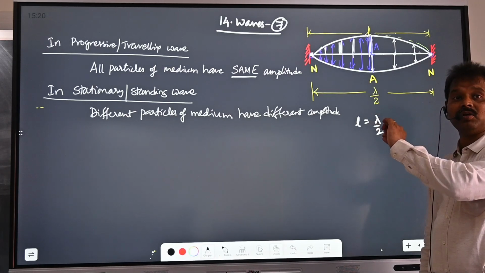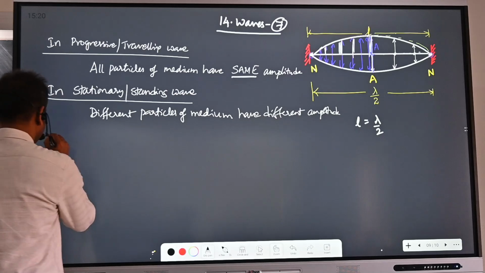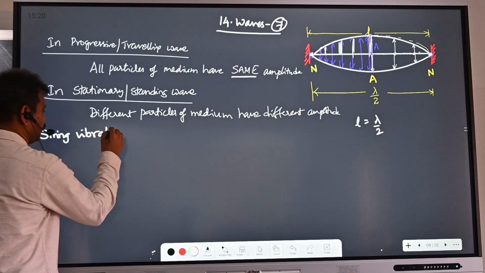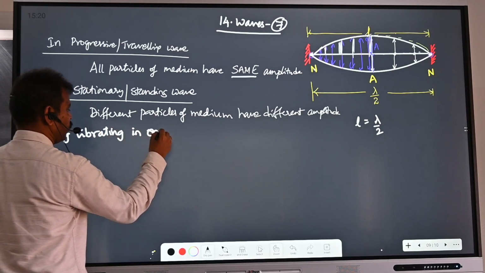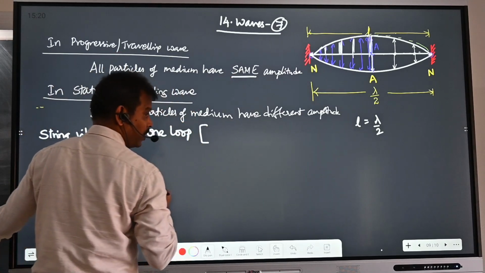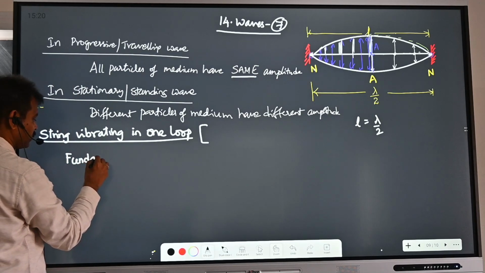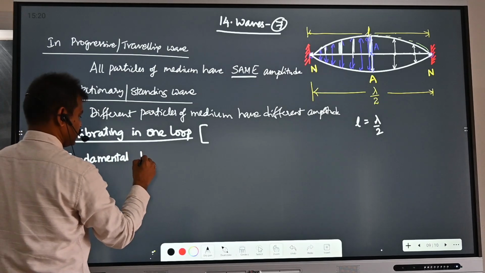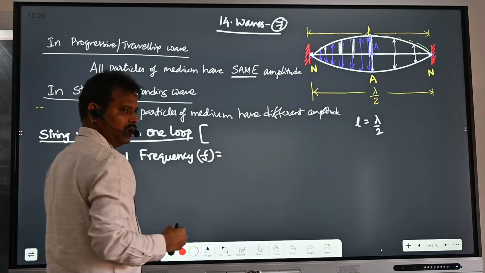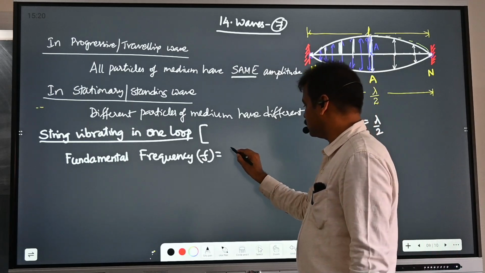And the string is said to be vibrating in its fundamental mode. Which mode? The string is vibrating in one loop. How many loops are there? Only one loop. Then the corresponding frequency is called the fundamental frequency. How to find frequency? V is equal to F lambda, so F is equal to V by lambda.